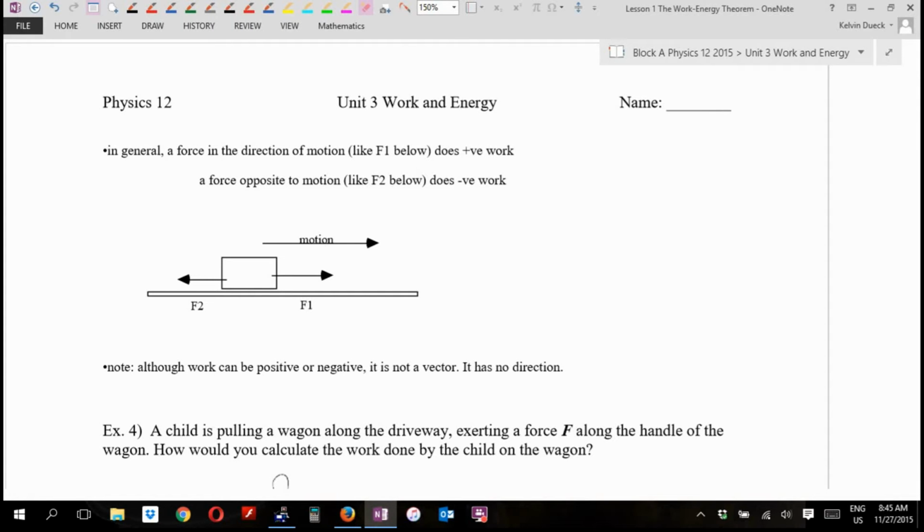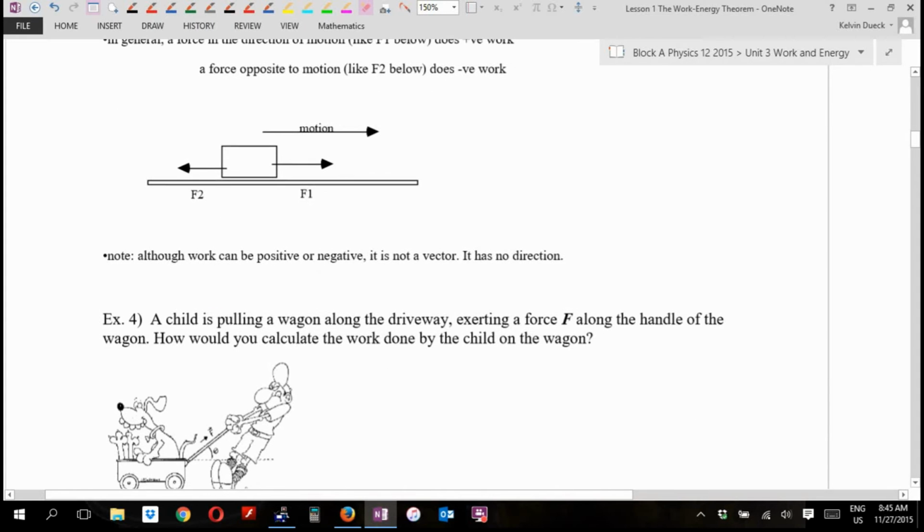In other words, if you add energy to a car, it will gain energy and speed up. If you hit the brakes by applying a force that way, the car will lose energy and slow down. So, although work can be positive or negative, it is not a vector. It has no direction. It's a scalar.